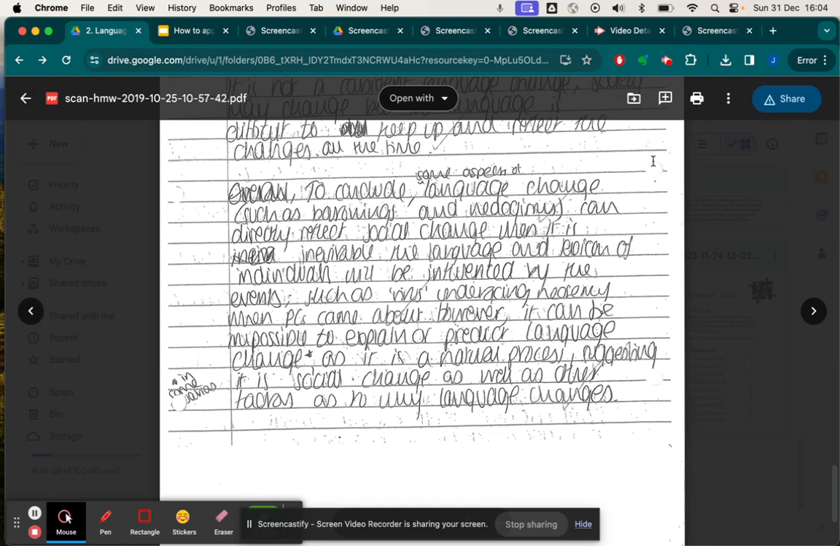Cool, welcome back. So again, this person has made it very clear that it is problematic to boil language down to just one kind of thing, right? They say that some aspects of language change can directly reflect social change, because things like the internet did have a significant impact, but it is not the sole reason for language changing. As they say at the end, it can be impossible to explain or predict language change, as it is a natural process. Okay, so at the end, they're ultimately saying that social change as well as other factors are the reasons why language changes.